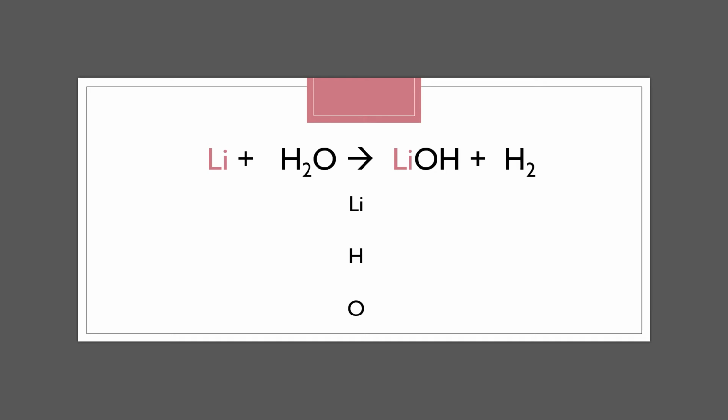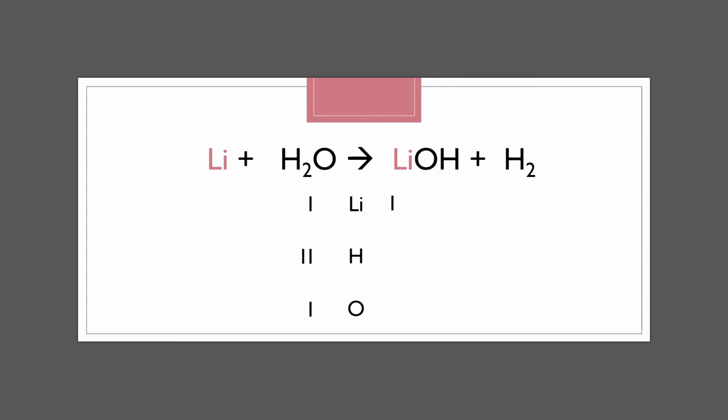When you look at the left-hand side, you should realize we only have one lithium atom. So there we put a tally beside lithium. We've one lithium. On the left-hand side then, we have two hydrogens, so two tallies beside H on the left, and then we have one oxygen, so one tally beside oxygen on the left.